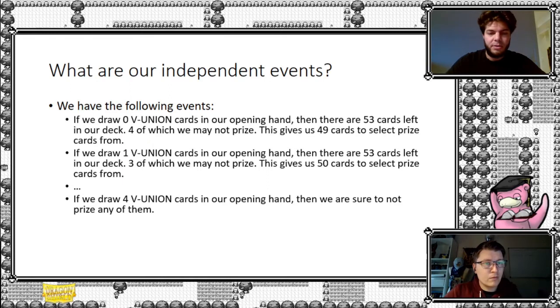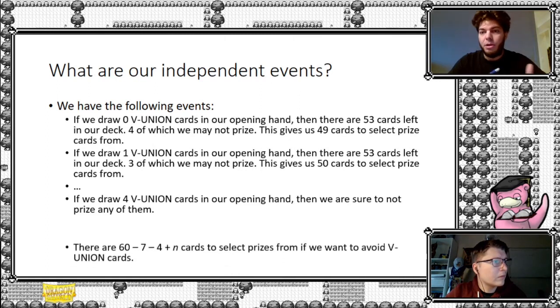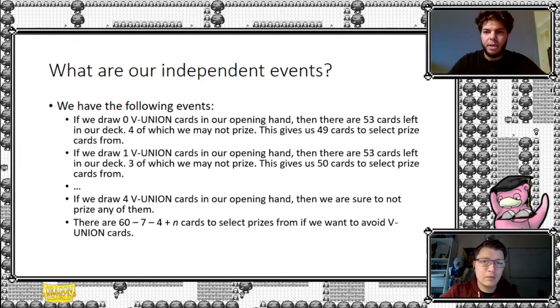And the next case would be if we had 1 card in our opening hand, there would be 53 cards left, and only 3 of them that we cannot prize. So that would be 50 cards in total that we could select prizes from, and so on. And you will see this number that we can select prizes from increases by 1 for each V-Union card we have in our hand. And this is how we get these 5 separate events again, right? So this draws exactly back to these probabilities that you split up into 5 different cases.